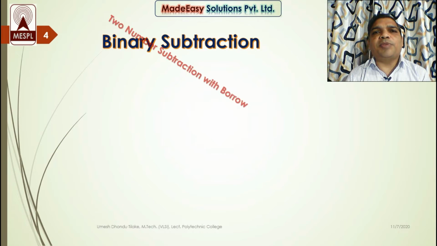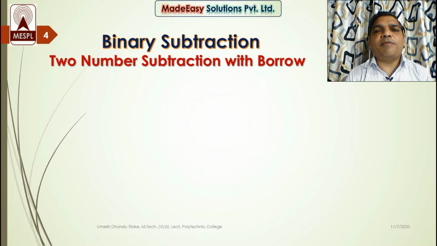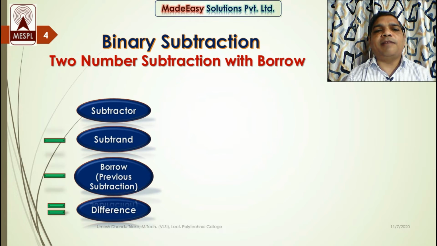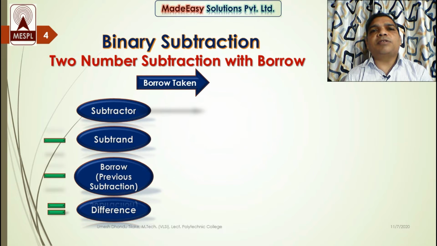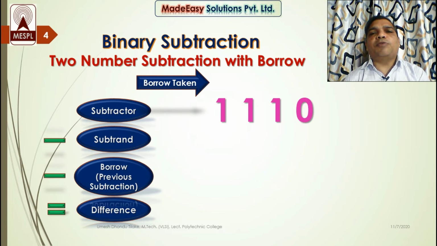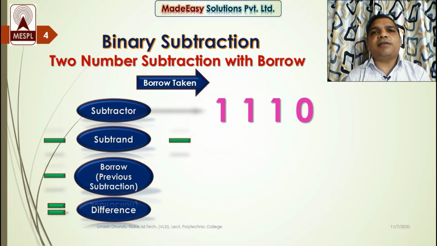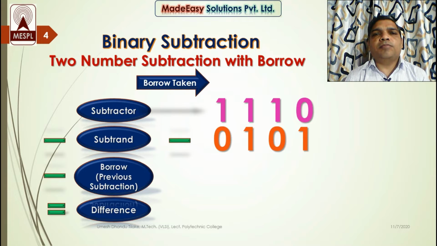Let's see some examples. While performing subtraction, first arrange the equation in a vertical manner and place the borrow above the bit which requires it. Now consider any binary number as a subtractor and any binary number as a subtrahend. Let's have 1 1 1 0 as the subtractor, which will subtract 0 1 0 1. Now if you wish, you can consider decimal equivalents of these numbers just to verify the result.